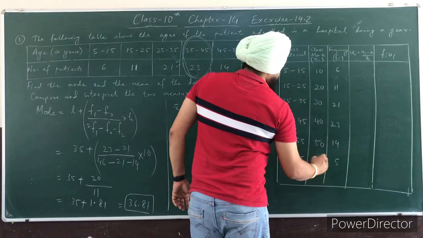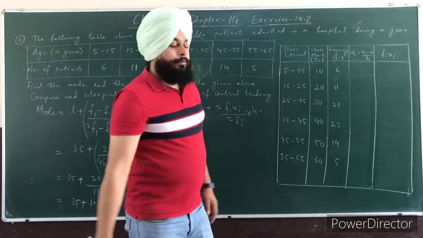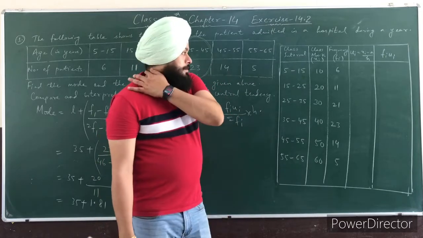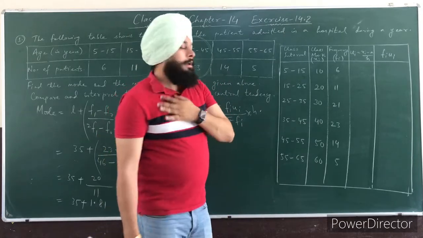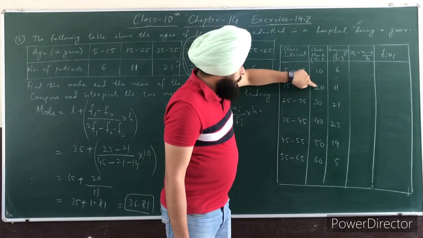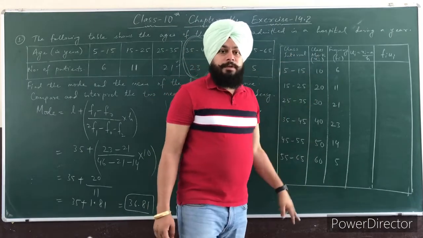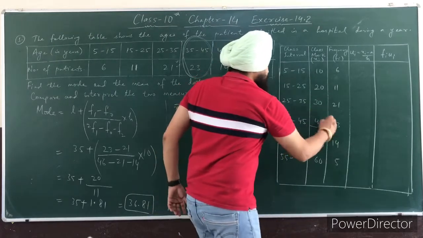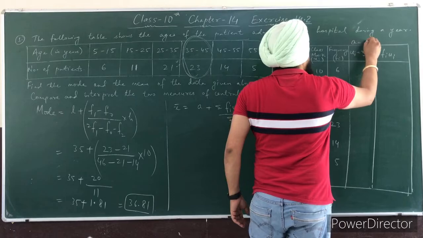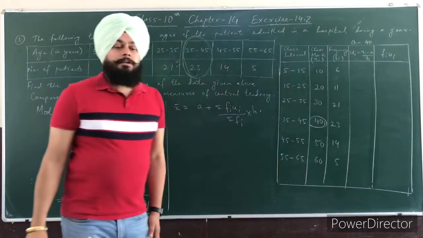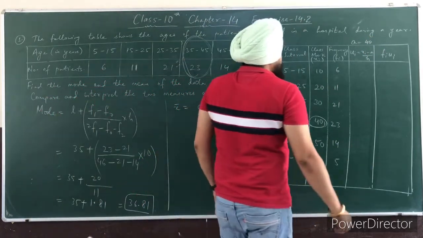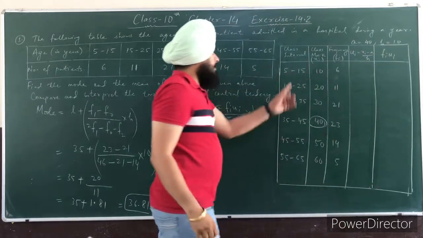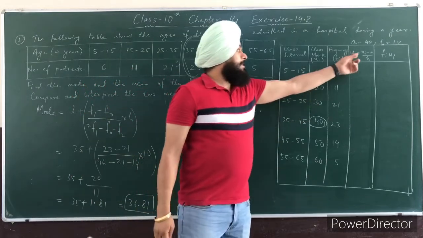Then 40, 50 and 60. Now we have to find the value of ui. ui is (xi minus a) divided by h. Here a is our assumed mean, taken from the middle term of the class marks. The middle term: there are 6 terms, so the middle one is either the third or the fourth. I will take this fourth one. The value of a is 40. Next h. H is the class size, which is 10.